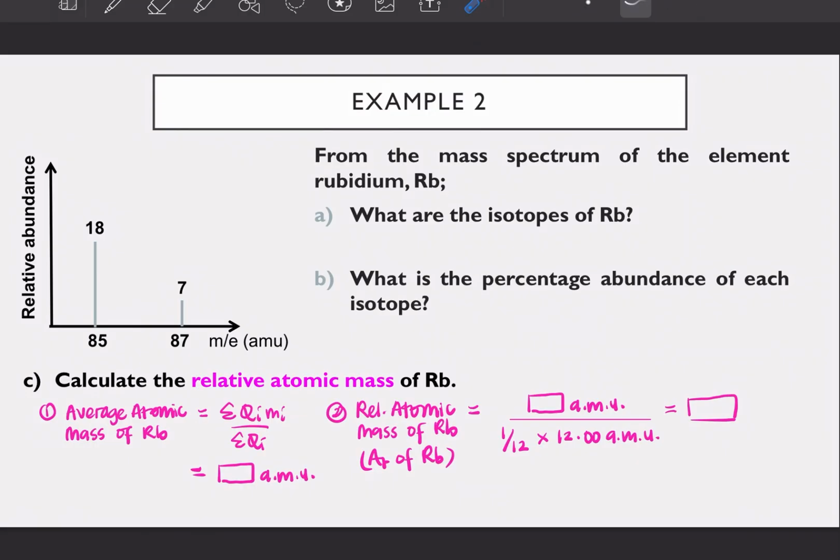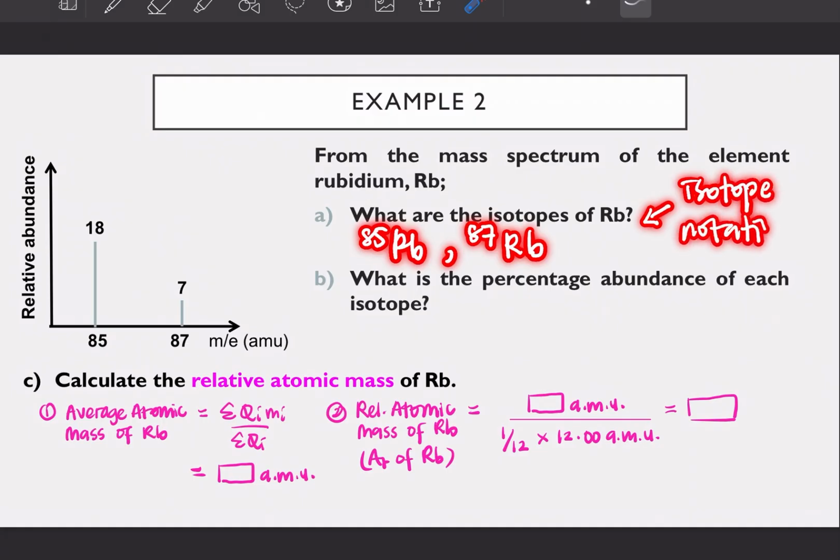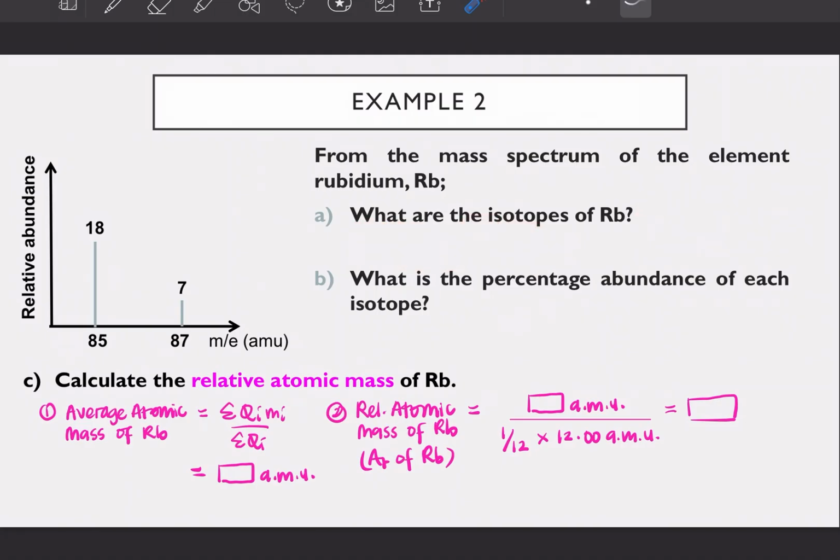Okay. Example 2. For the mass spectrum of the element rubidium, what are the isotopes of rubidium? So, isotopes of rubidium. Cuba tengok dekat mass spectrum tu. So, you know that you have 2 here. Okay, 2. So, dia macam mana awak nak tulis? 85, rubidium 85 dengan rubidium 87. Okay. So, ini dia minta apa ni? Dia minta isotope notation lah.